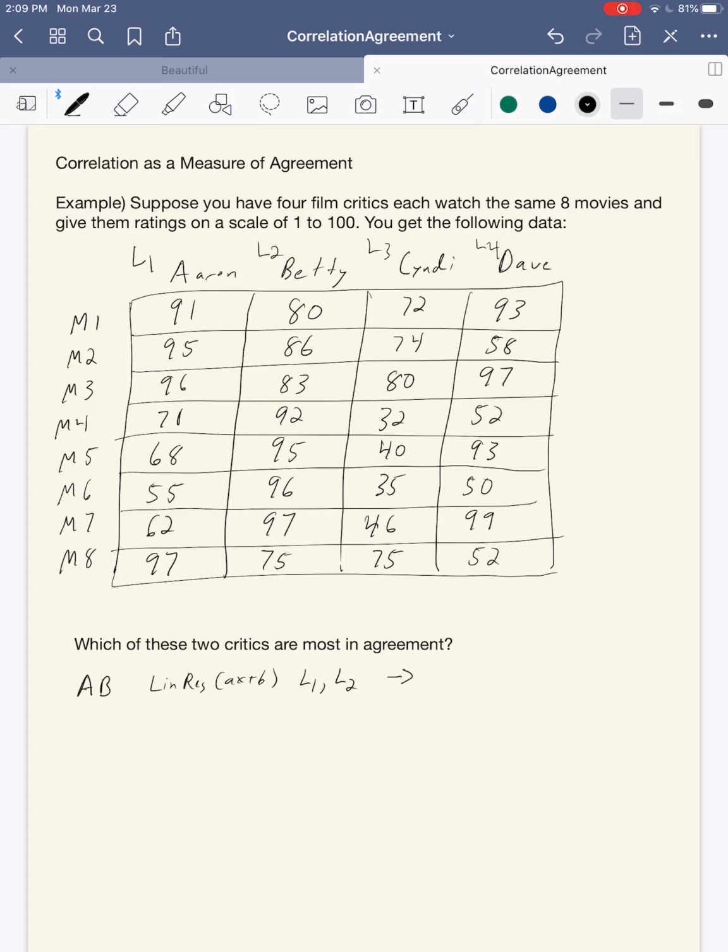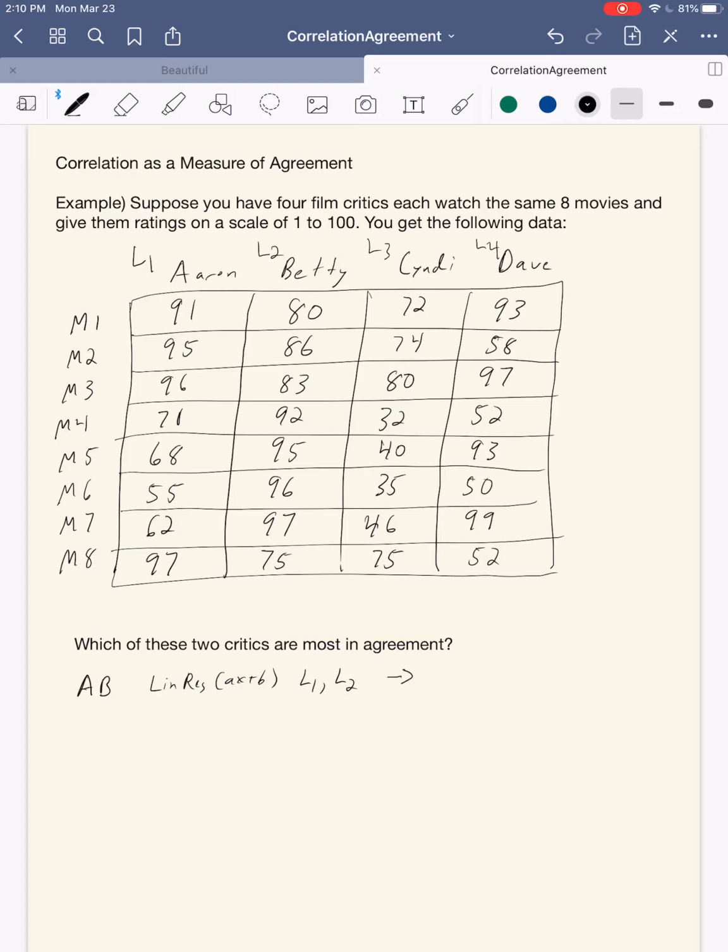And let's see what we would get on our calculator. If you have your calculator and you're following along, put in Erin's data into L1, Betty into L2, Cindy into L3, Dave into L4, and then go ahead and run that linreg AX plus B on L1 and L2 for Erin and Betty here. Make sure it's set to L1 and L2, which it normally is. Let's see what we would get there.